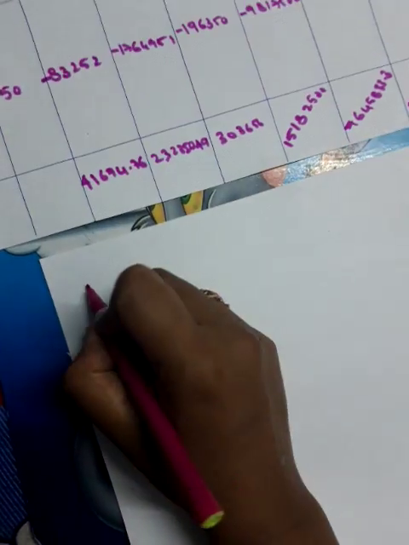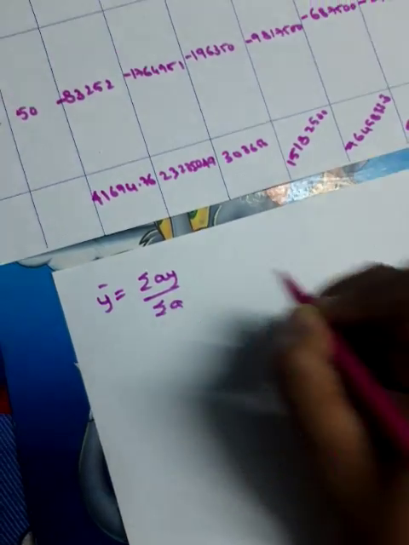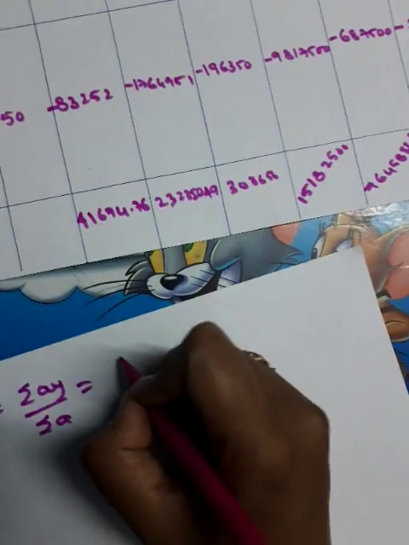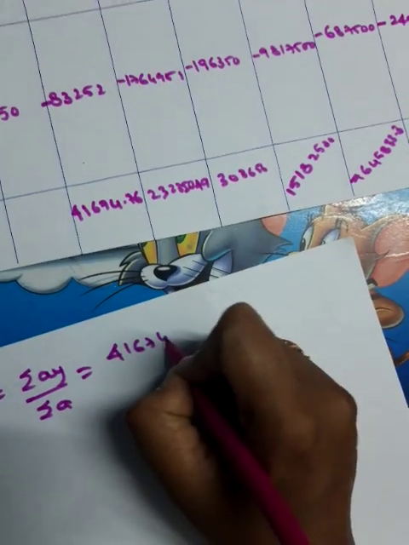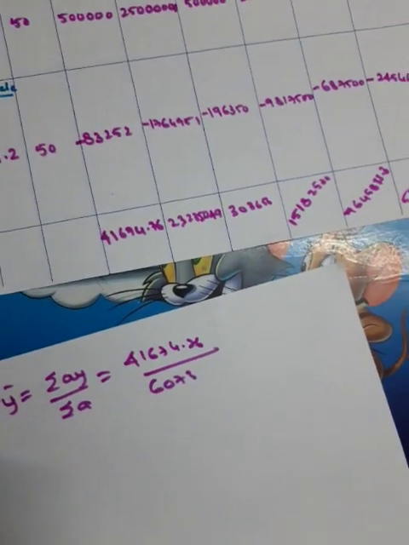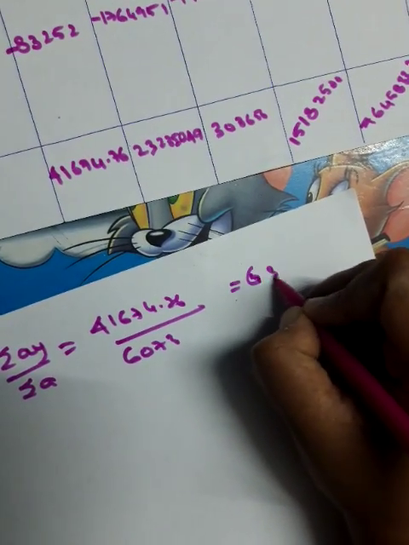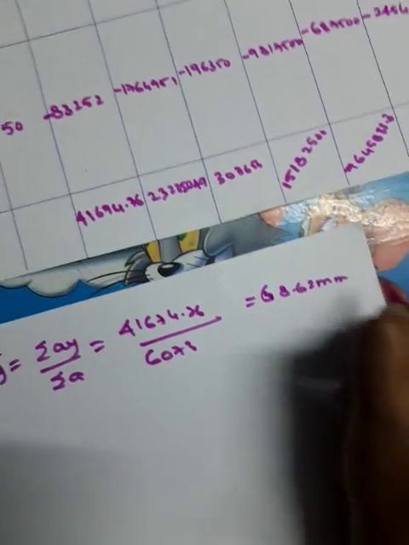Now what I have to do is, I am going to use the equation and substitute the values. Now what is the value of y bar? Y bar is equal to what? Summation of Ay divided by summation of A. Summation of Ay is 41674.76. Area is 6073. So you will be getting 68.62 mm.